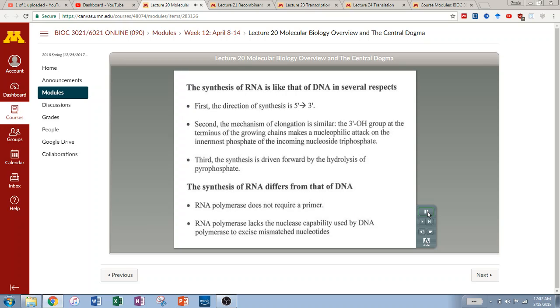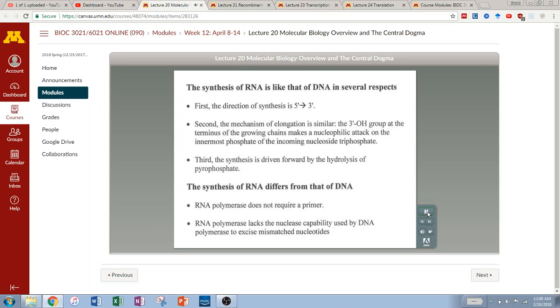The synthesis of RNA is like that of DNA in several respects. First, the direction of synthesis is 5' to 3'. Second, the mechanism of elongation is similar. The 3' hydroxyl group at the terminus of the growing chain makes a nucleophilic attack on the innermost phosphate of the incoming nucleoside triphosphate. Third, the synthesis is driven forward by the hydrolysis of pyrophosphate.